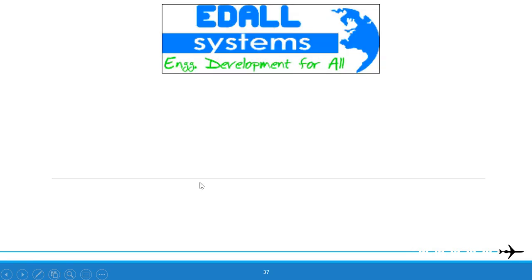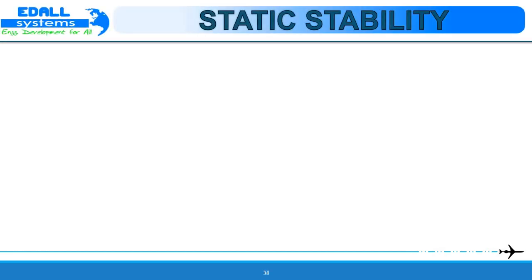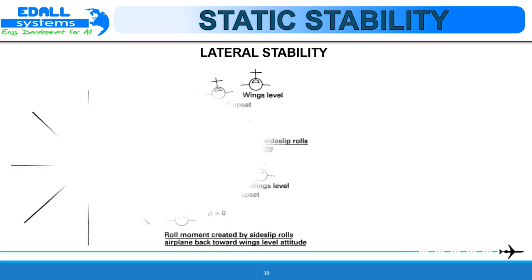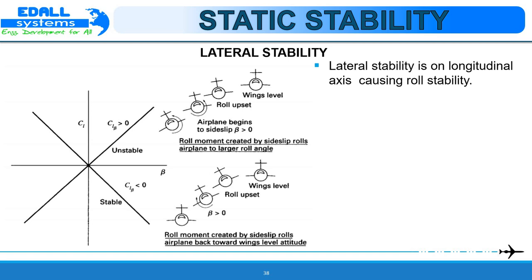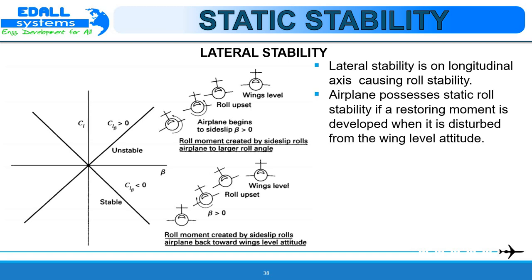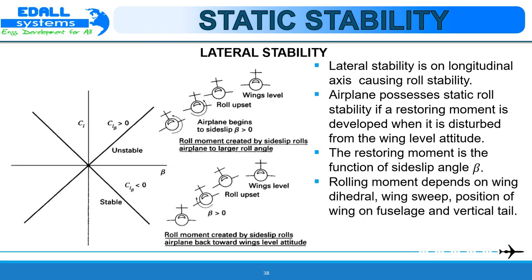In our previous session, we had discussed longitudinal static stability. Now let us start off with the lateral static stability. An aeroplane possesses static roll stability or lateral stability if a restoring moment is developed when it is disturbed from a wing level attitude. The restoring rolling moment can be shown to be a function of the side slip angle beta. The requirement for stability is that CL beta should be less than 0.